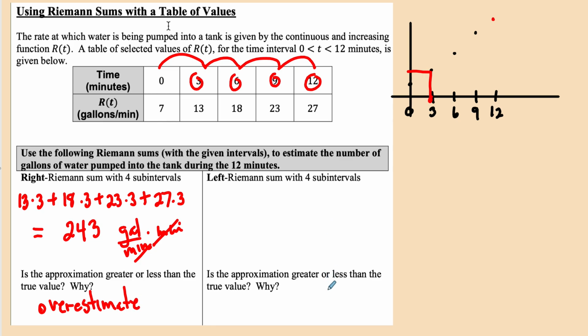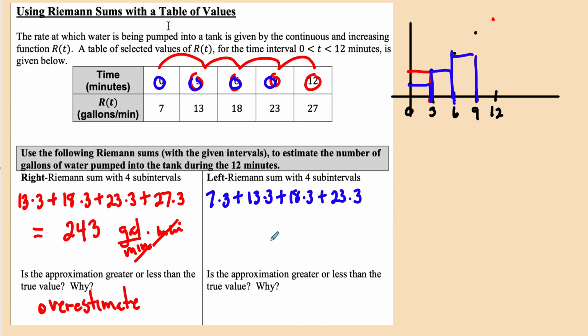Okay, now let's take a look at a left Riemann sum. Left Riemann sum would mean that I'm going to be using the left points, all of these points here on the left side. So I'll be using the heights, 7 times 3 plus 13 times 3 plus 18 times 3 plus 23 times 3. And again, my units will be gallons, multiplying the two units. So that'll be 21 plus 39 plus, and I'm going to get 183, and this will definitely be an underestimate because it's lying underneath the function.